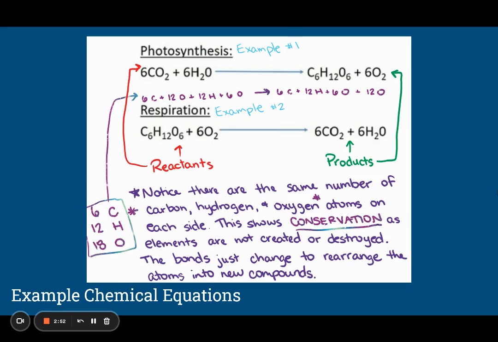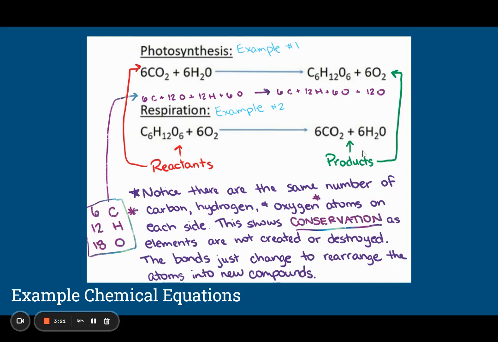So here are two examples of chemical equations. I mentioned we are going to talk about photosynthesis and cellular respiration. So I figured let's go ahead and use these as two examples. So what we have here, we have our chemical equations. Reactants are on the left side. The arrow separates the reactants from my products. And I mentioned it points to the product side.